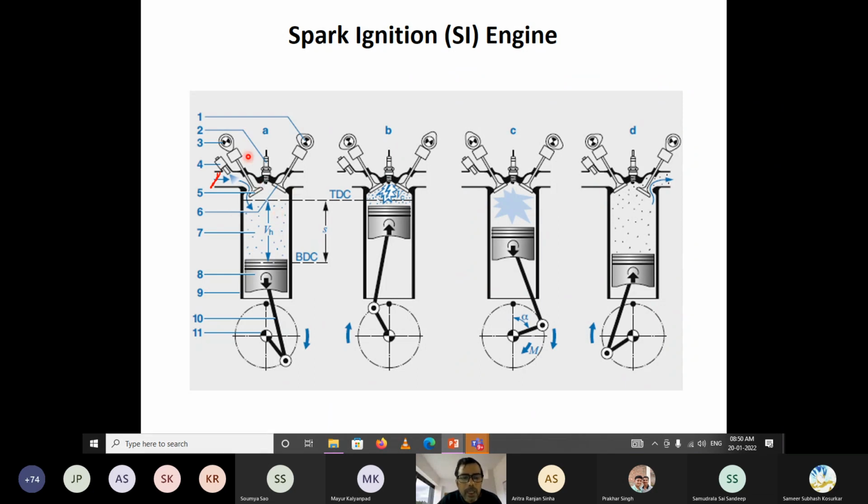More about how the valves open, when they open, why the intake valve opens before the beginning of the intake stroke, why the exhaust valve closes even after the beginning of the intake stroke, and what the valve overlapping period is, all these things we will study in the valve timing diagram. So in that way, your spark ignition engine works. I hope you have some questions here.